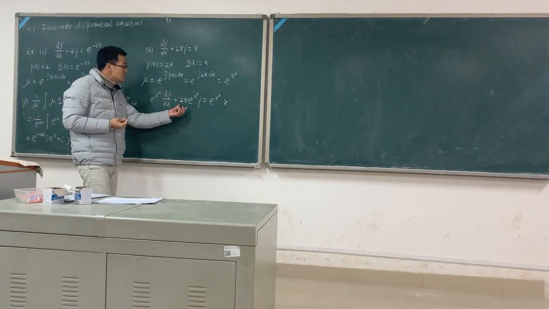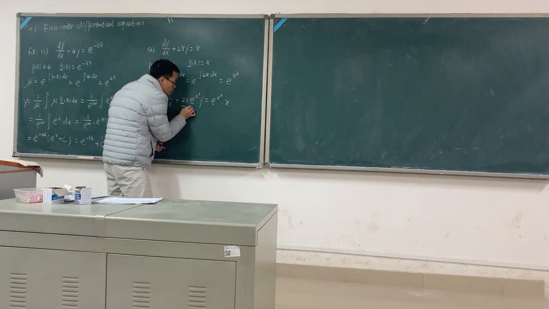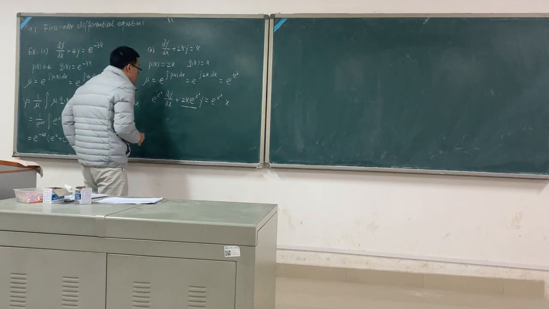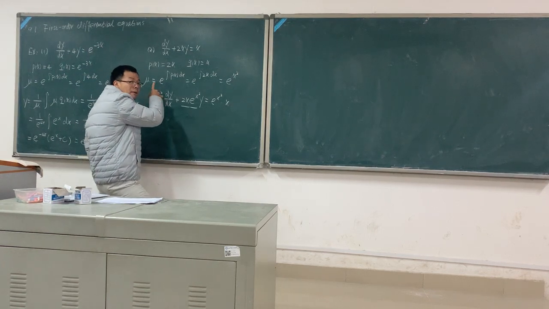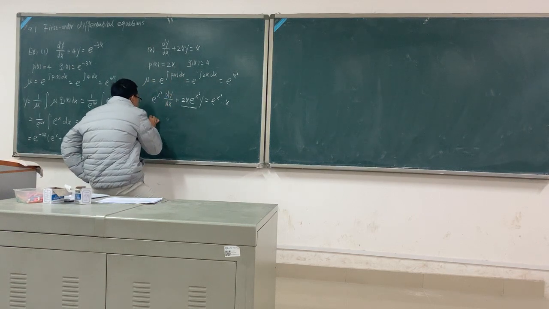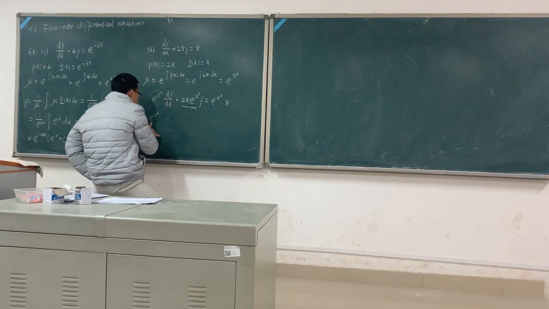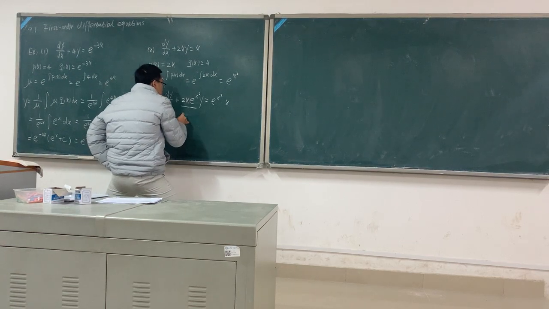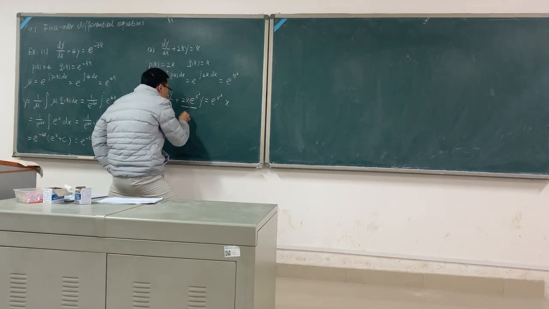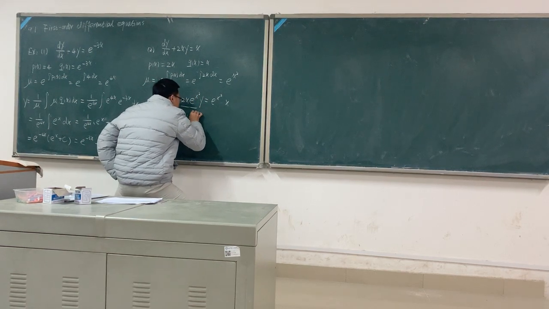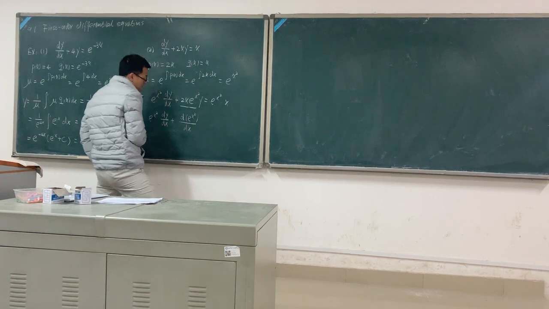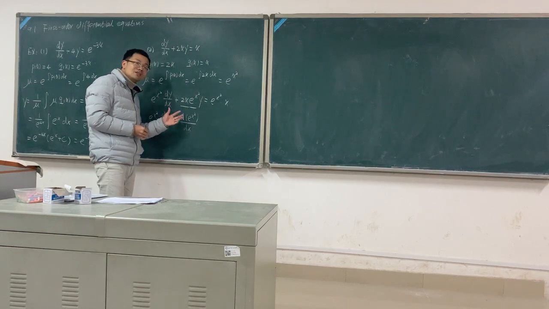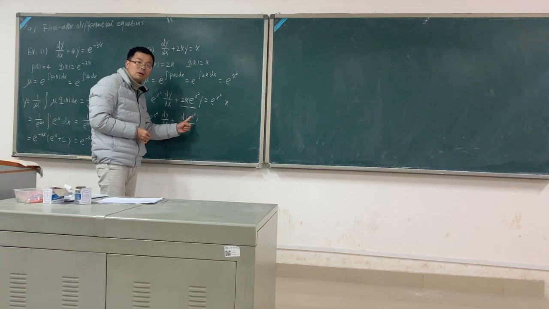So now we can see this term, 2x times e to the power x squared. It actually is the derivative of e to the power x squared. So the first term is e to the power x squared dy/dx, plus 2x e to the power x squared, which is d/dx of e to the power x squared, times y.